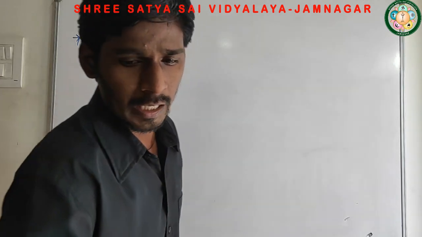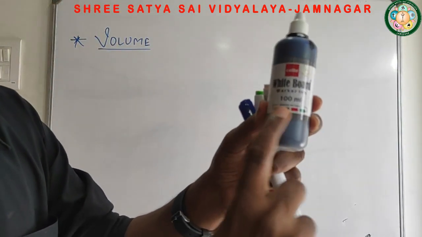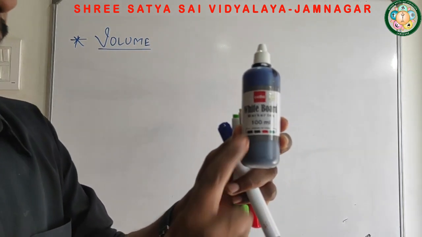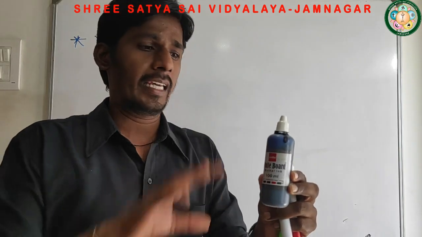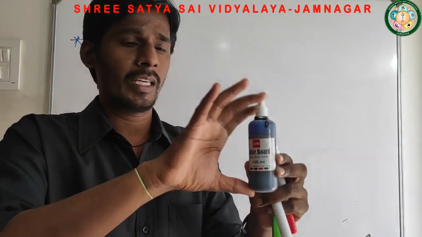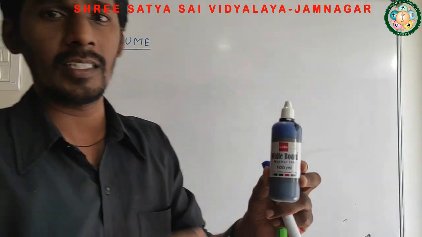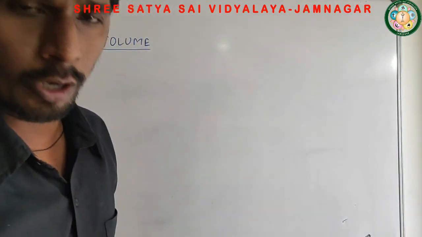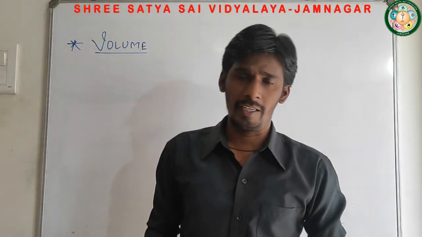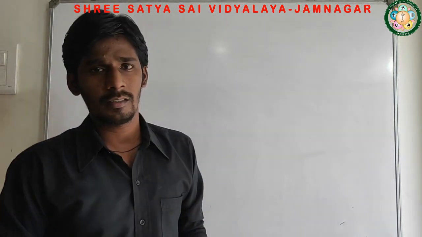Just for example, if you look at this bottle, if you read what is written here, its capacity is 100 ml. So I can say that its capacity is 100 ml to pour any liquid inside this bottle. So this 100 ml is its capacity or its volume. Similarly, we can find out the volume of different solids like cuboid, cube, hemisphere, sphere or cylinder.